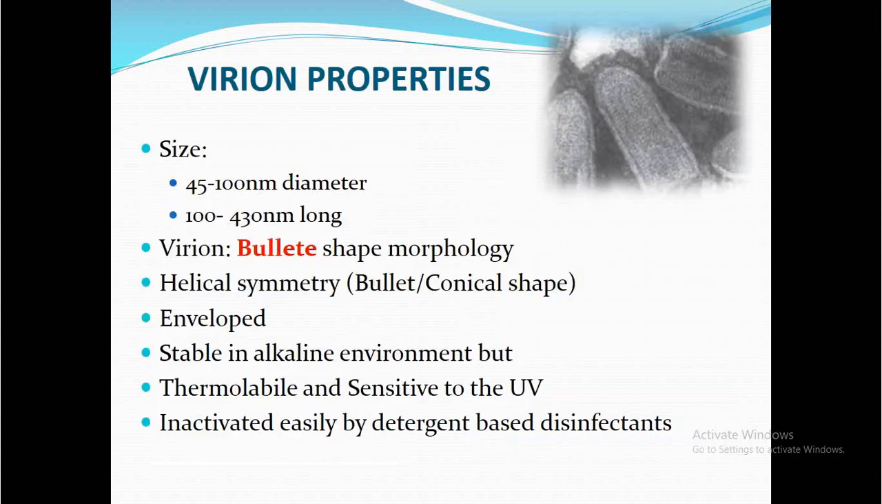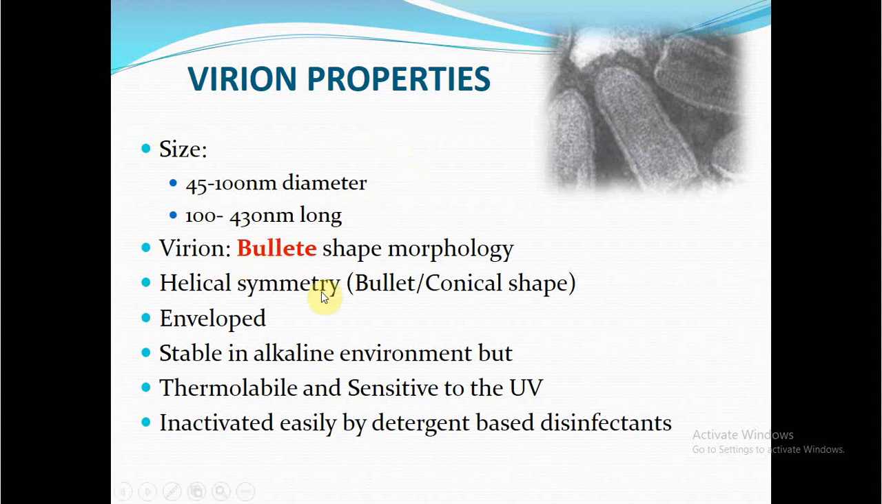Now coming to the virion properties. The virion is about 100 nanometers in diameter and about 400 nanometers in length. Because of this, it gives a characteristic bullet shape. In this figure, this is an electron micrograph of a rhabdovirus, which shows a characteristic bullet-like structure, and it is so peculiar that it can be used for diagnosis of these viruses based on electron microscopy.